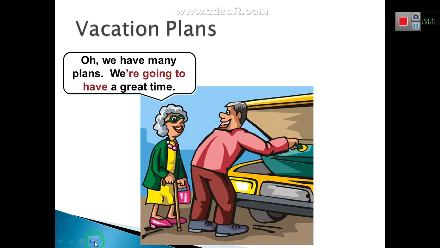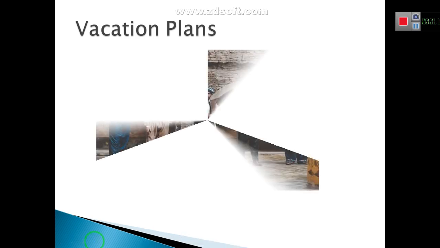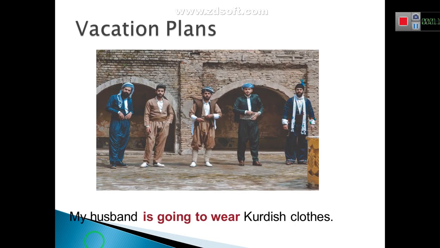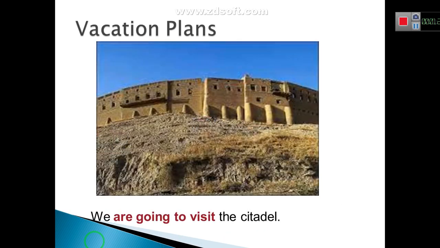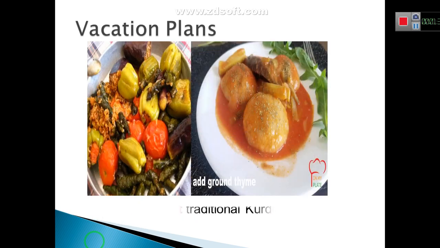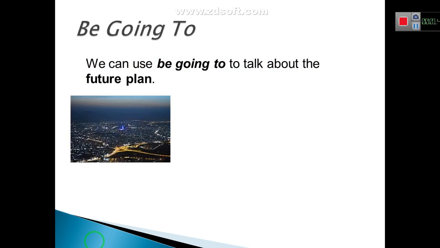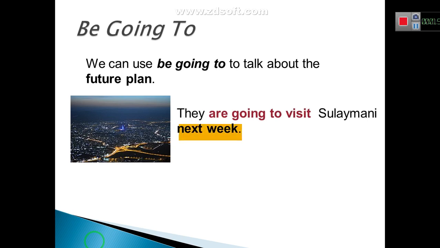Let's look at some of the plans. First, my husband is going to wear Kurdish clothes, and we are going to visit the citadel, and I am going to eat traditional food. Okay. We use be going to talk about future plans. Look at the example.